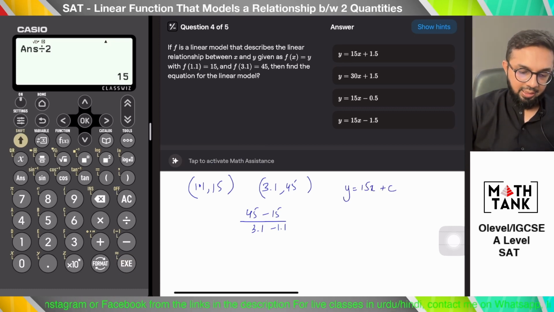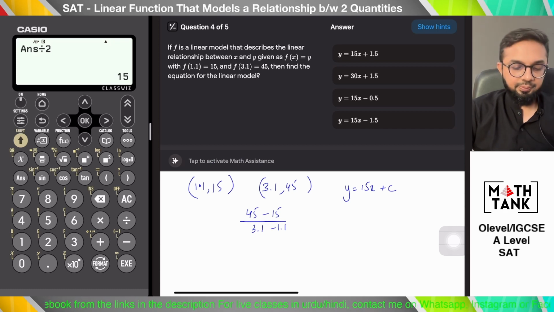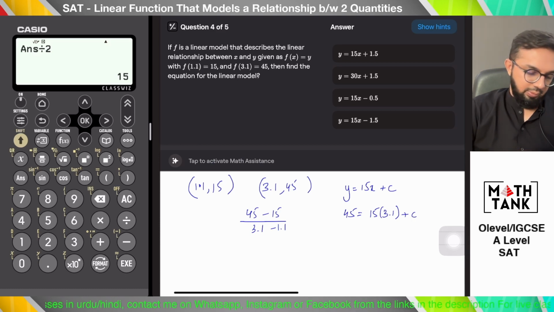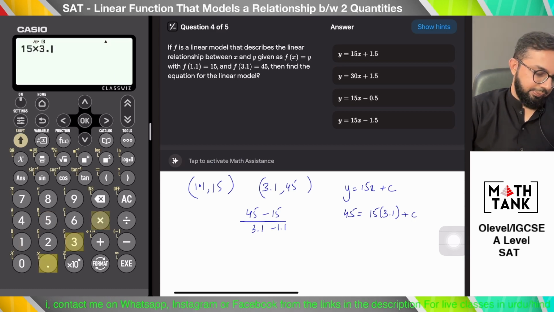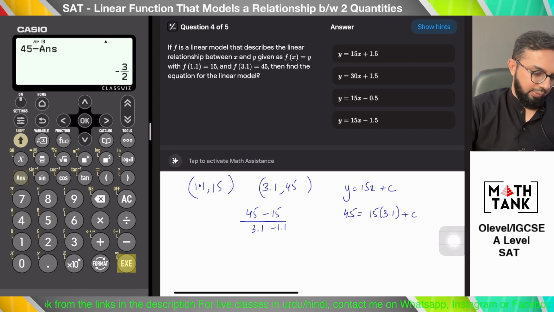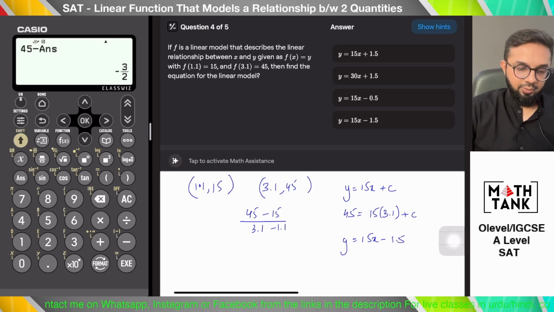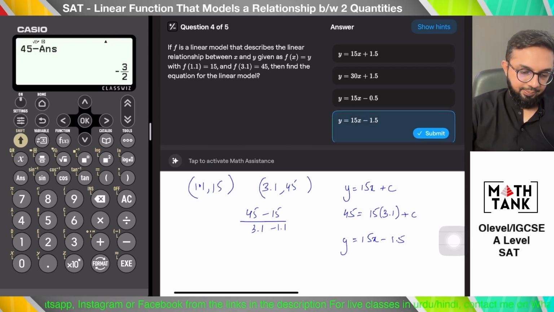Let's find out what the y-intercept is. I can pick up any set of coordinates and plug them in. So minus 1.5. So y equals 15x minus 1.5. That should be the correct answer.